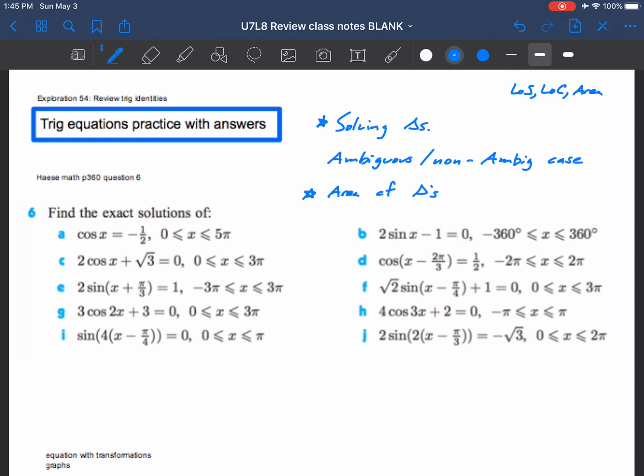You've got Pythagorean, sum difference, and double angle IDs, right? You've got proving trig IDs, which we will do here. And you've got SSA, ambiguous case stuff, and solving equations with and without a calculator. You could use a calculator for non-exact equations. And what I would suggest is that you just graph for those.